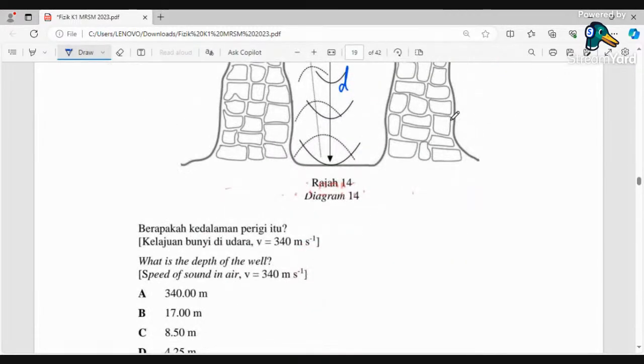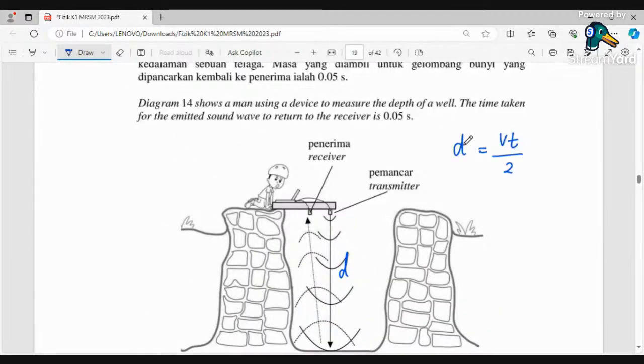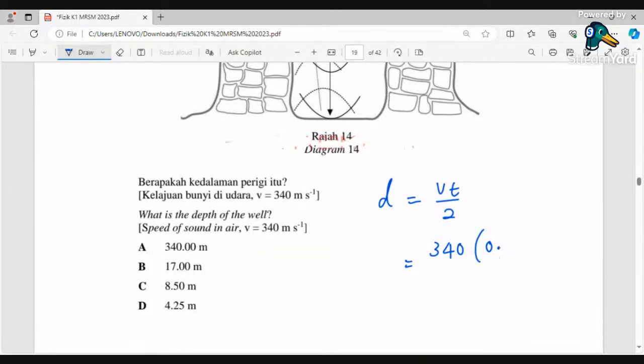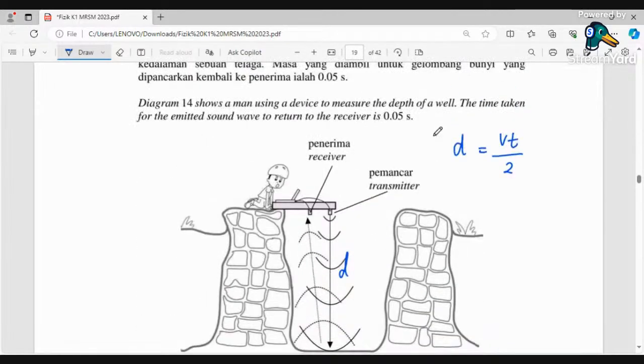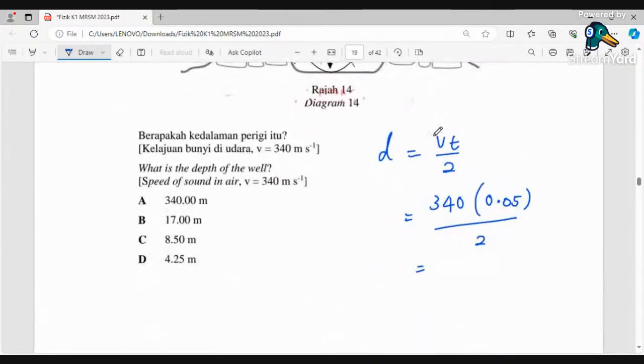Okay, soalan. Okay, what is the depth of the well? Yes, D equals VT divided by 2. Okay, so 340, the time taken 0.05. So divide by 2. Okay, number 16. Answer ialah C. Okay.